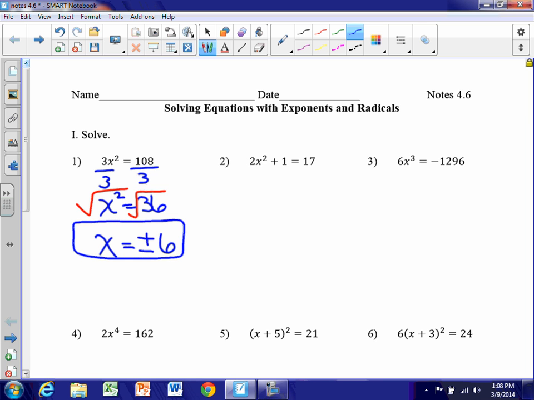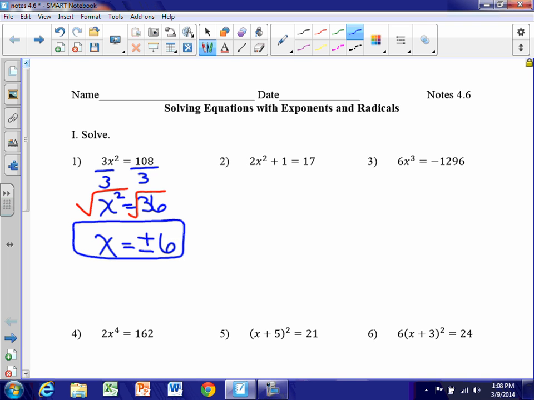It actually is 2 answers, and that just means both positive 6 and negative 6 would make the original equation true. Again, you always get a plus and minus anytime you take an even root. So a square root, a 4th root, a 6th root, and so on. Okay, moving on to example number 2.